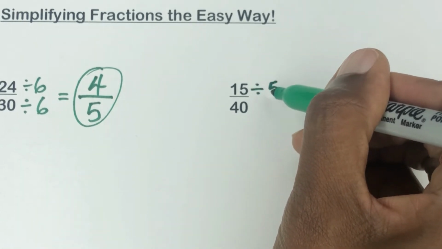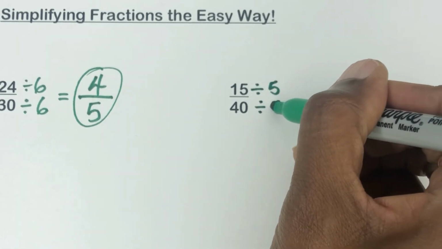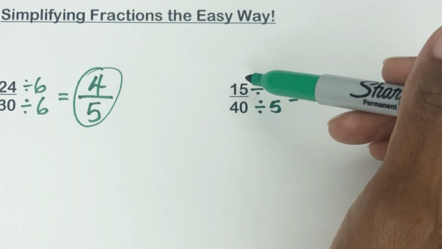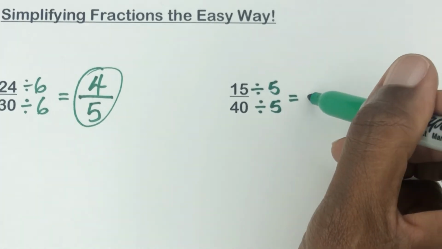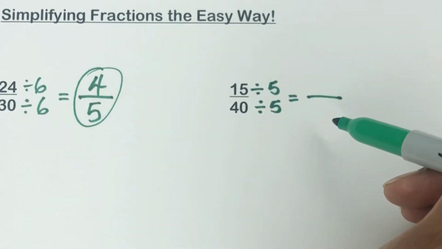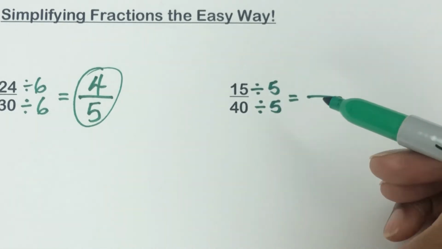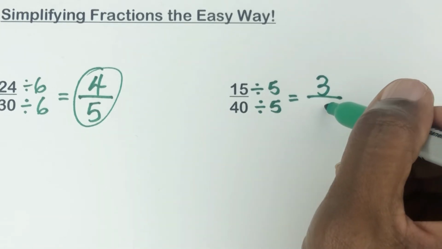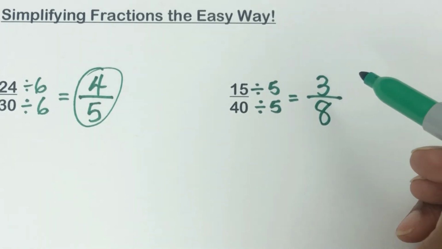So we divide by 5, numerator and denominator. And then what is our answer going to be? 15 divided by 5 is what? Or what times 5 is 15? 40 divided by 5 is what? Or what times 5 is 40? So 3 over 8. How do we know we're finished?